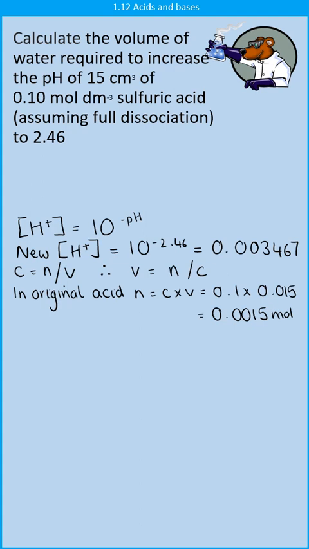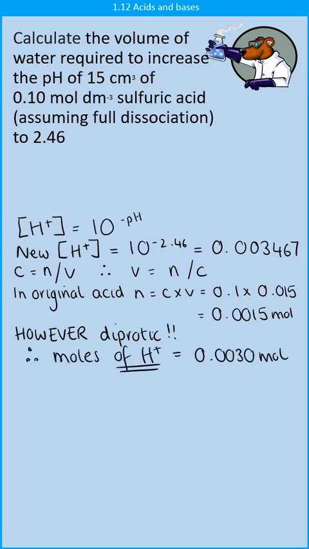But be careful, because sulfuric acid is diprotic. And so that means that we're not going to have 0.0015 moles of hydrogen ions. Now in the question they've said assuming full dissociation, so you might know that actually sulfuric acid is not completely strong when it comes to its second proton, but for the sake of this question we're going to pretend that it is. So therefore the moles of hydrogen ions is going to be exactly double, so 0.0030 moles.